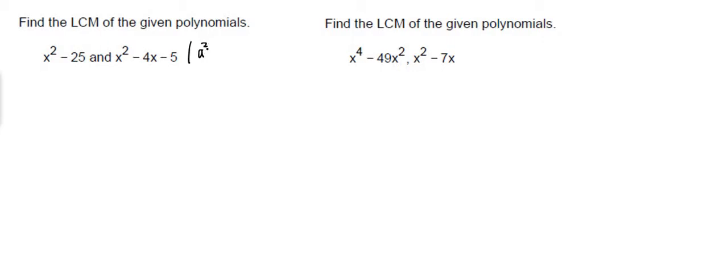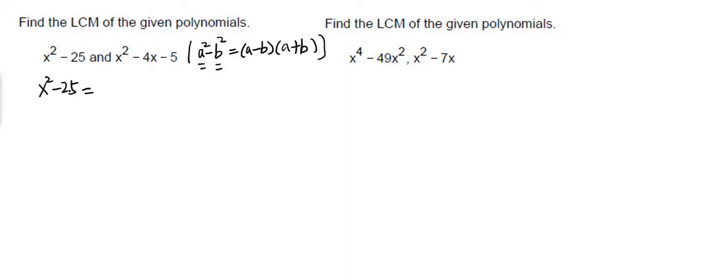a squared minus b squared can be factored as a minus b, a plus b. Okay, now let's take a look at the first polynomial. The first polynomial, x squared minus 25, we can compare to this formula.